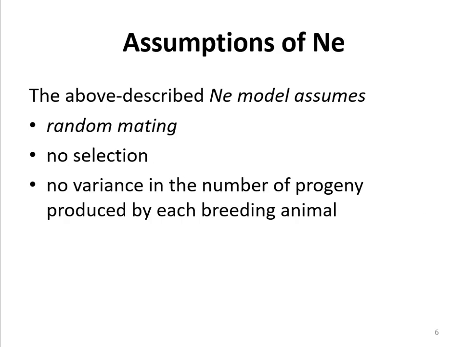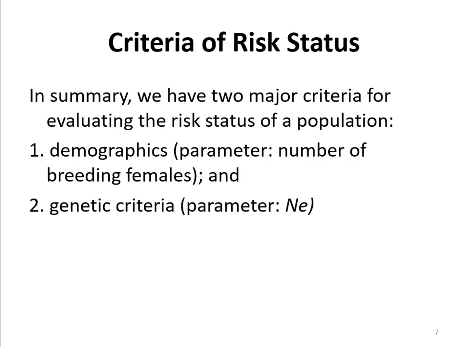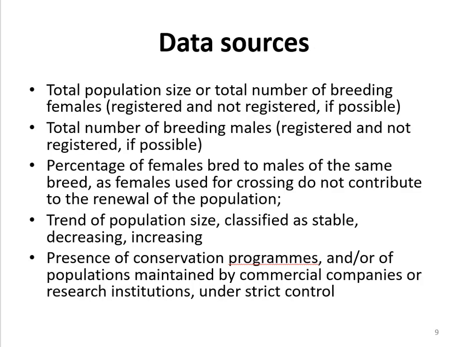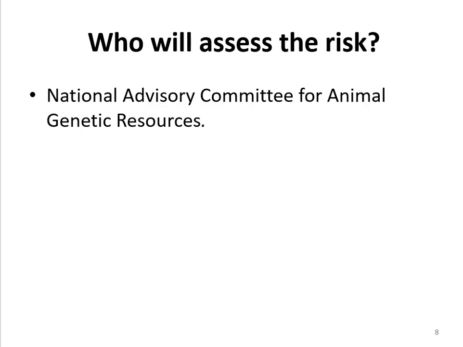We have a few assumptions about Ne. For example, the population should be in random mating, there should be no selection, and no variance in the number of progeny produced by each breeding animal. So now the criteria of risk status are two things. One is demographic, the number of breeding females, and the other one is genetic criteria, which is effective population size or rate of inbreeding.